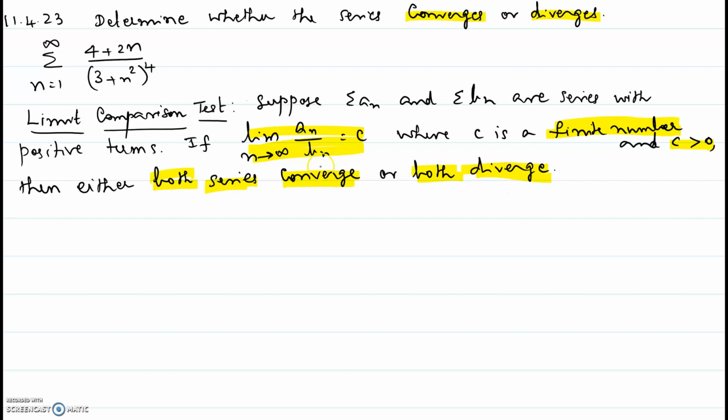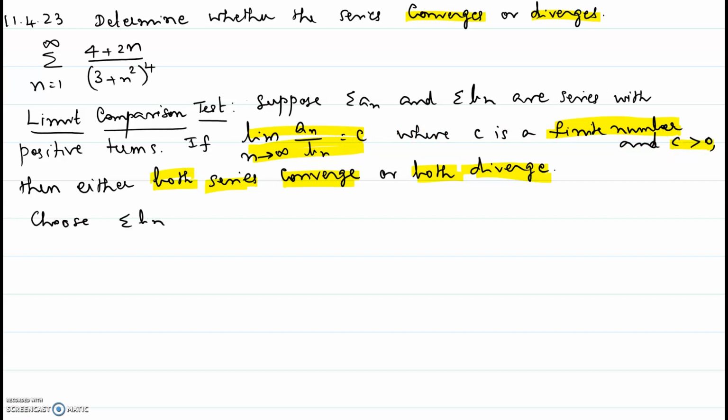What it means is that sigma bn is the known series that you are comparing with. If sigma bn is something like a p series or a geometric series for which you know the convergence, then if sigma bn is convergent, sigma an would also converge. If sigma bn is divergent, sigma an would also diverge. For that, we have to establish this ratio, and the limit of this ratio is a finite positive number.